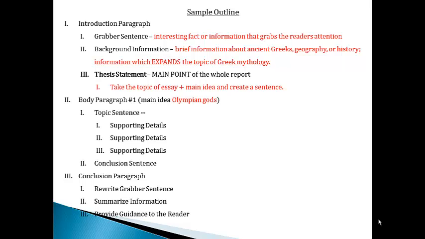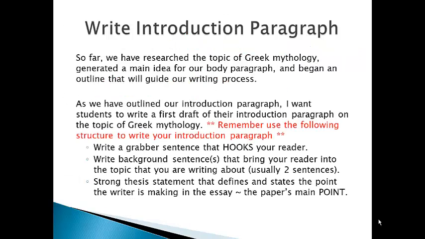So what I'll do is I'll take the topic of my essay, which is Greek mythology. I'll take my main idea, which is Olympian gods, and I'll create a sentence. Okay? But I'm just creating an outline here. I don't want all that at the moment. I want the outline. I want you to recreate what I've done here for what you chose as your main idea. All right. So, again, just re-emphasizing. So far, we've researched the topic of Greek mythology. We've generated a main idea for a body paragraph. And we begin an outline that will guide our writing process.